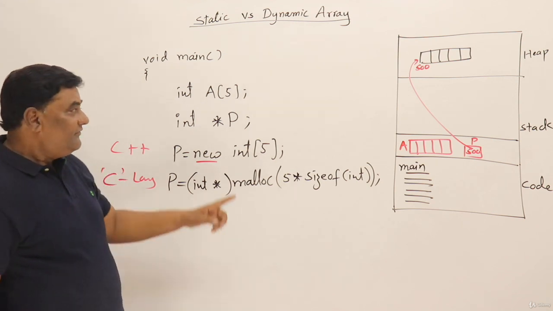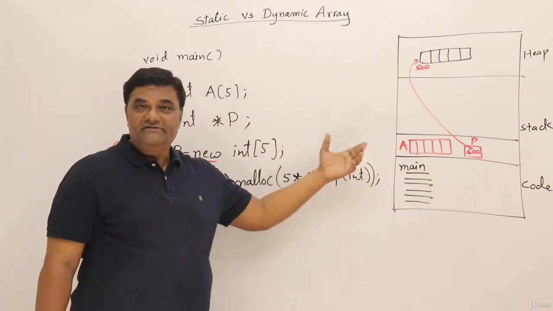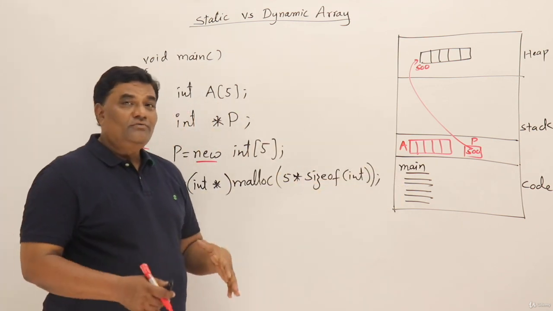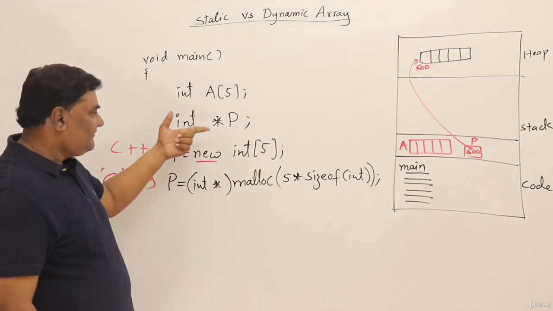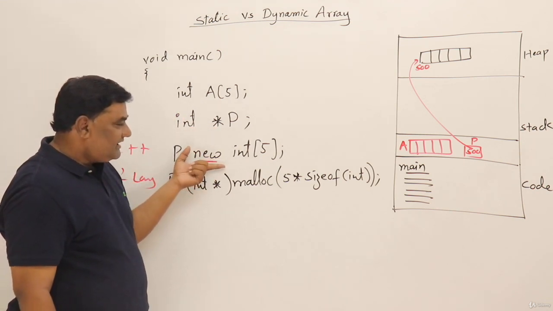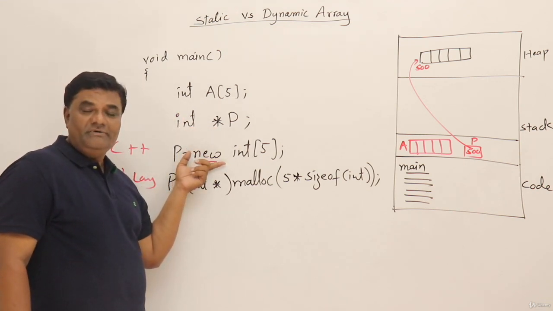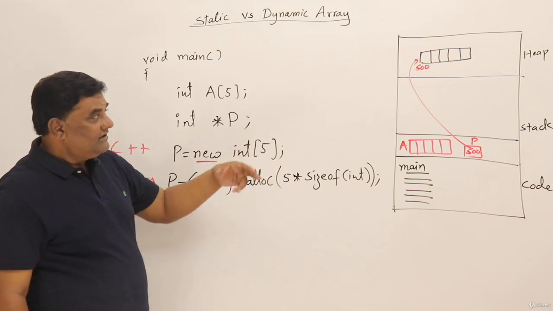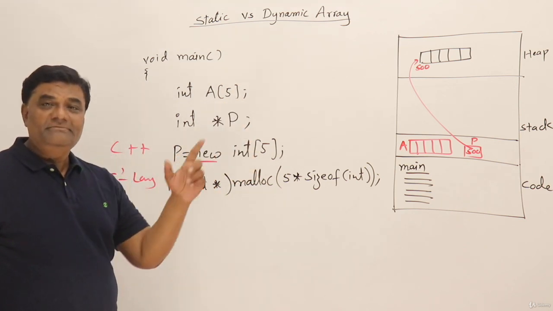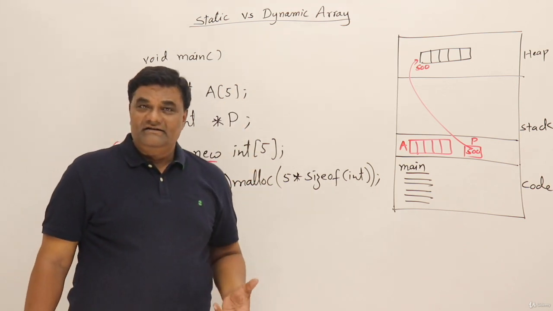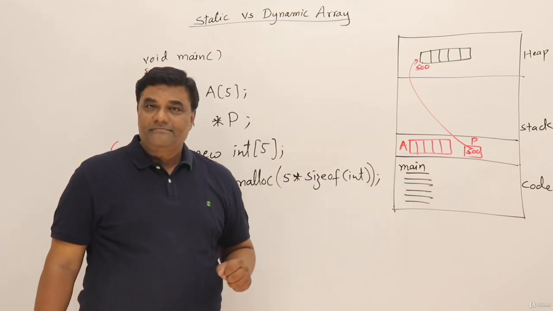So once again, when you declare a normal array, it will be created inside the stack. When you want an array in heap, then you must have a pointer and then you should allocate the memory either using the new operator or using the malloc function. It will be created in heap, and the heap memory can be accessed indirectly with the help of a pointer.